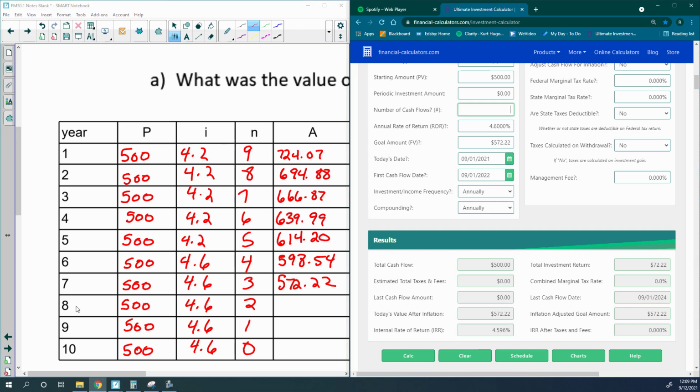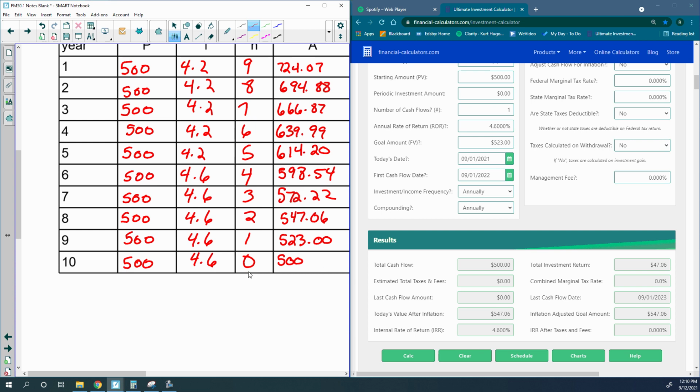The 8th one that I bought here has 2 years to go. So replace, 2, unknown, calculate, 547.06. The 9th one is 1 year to go. Hit my unknown, hit calculate, so 523. And then the very last one here, because it's bought at the end of the 10th year, it doesn't have a chance to actually earn any interest, so it's just going to be worth 500.